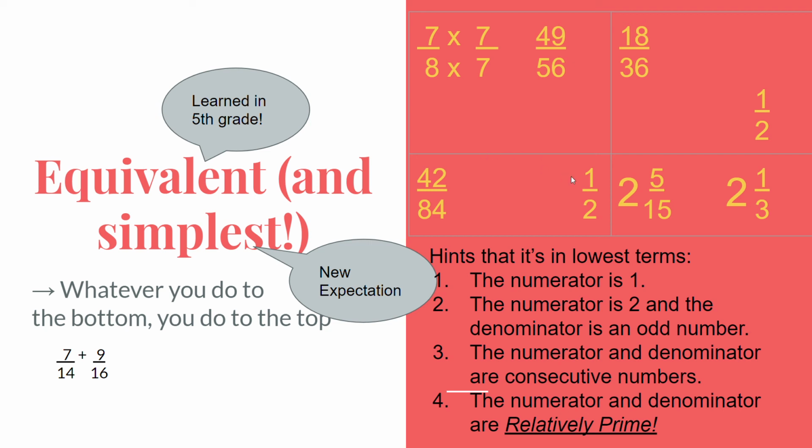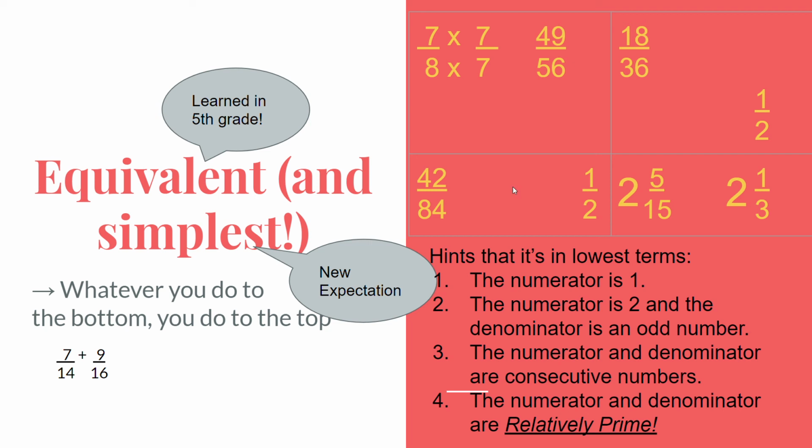If the numerator is 2 and the denominator is an odd number, 2/3, 2/5, 2/81. Well, the only factors of 2 are 1 and 2, and odd numbers can't be divisible by 2. So 2 and whatever the odd number on the bottom is are relatively prime, and those cannot be made smaller by dividing by the same amount on the top and the bottom.